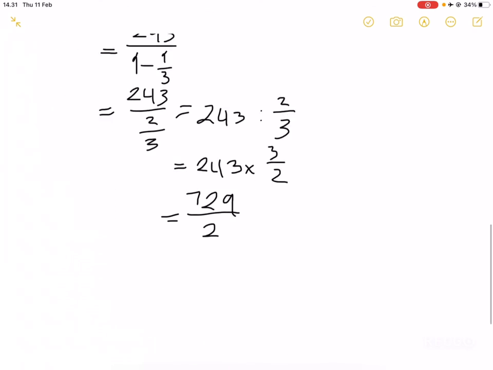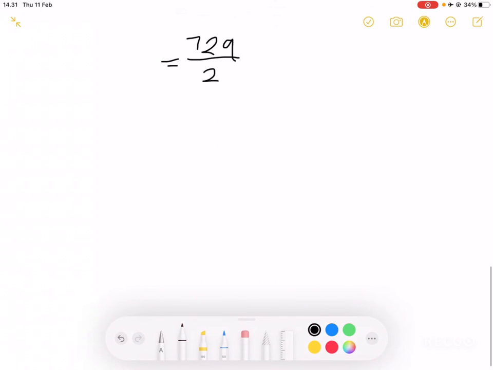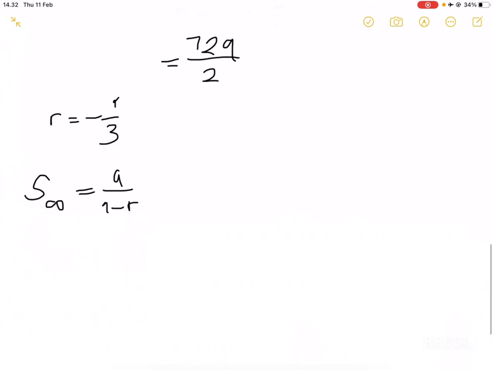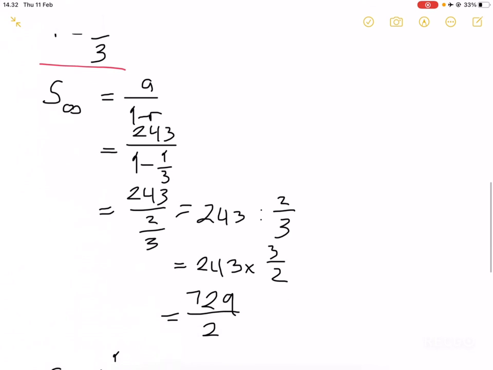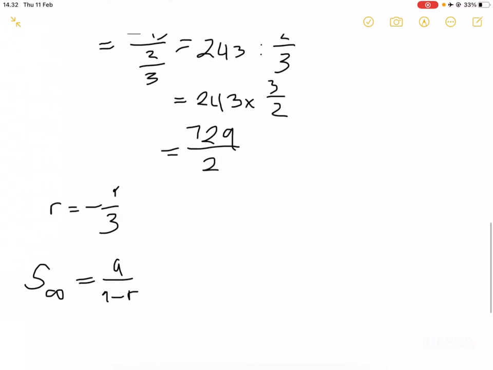On the other hand, when r is equal to negative 1/3, the series will become something like this. So the infinite series is again, and you can just check that the absolute value of r is less than 1. However, I'm not going to do that. You can just do it on your own. It's pretty obvious.